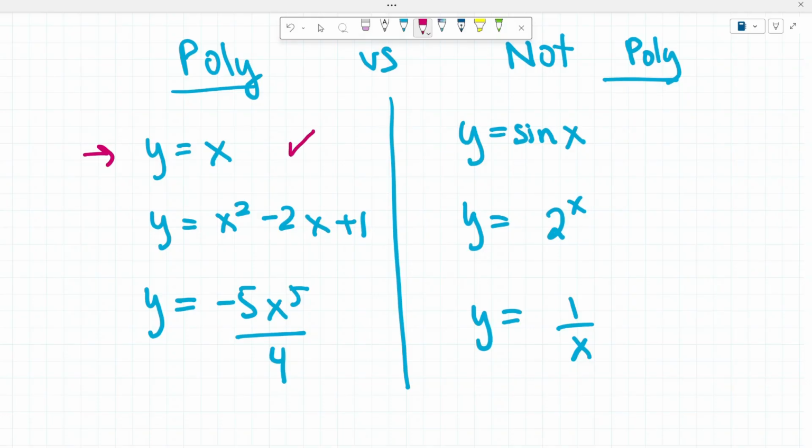The second one here, again, we have variables, we have, the big thing is n is greater than or equal to 0, and we also have our constant term over here. So we're good. Last one over here, we do have a coefficient over here, -5. It's okay to have a fractional, like a rational coefficient. So here our coefficient is -5/4 times x to the power 5. That is okay.